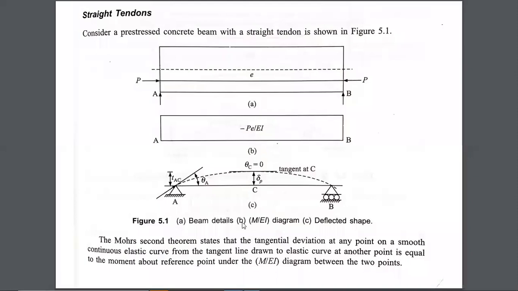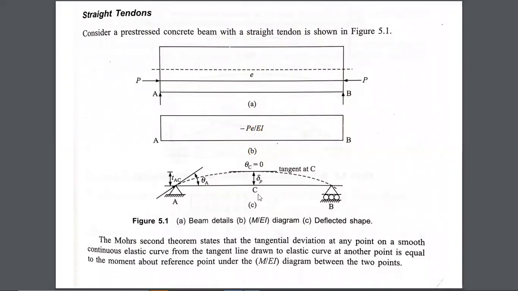You can see the Mohr's second theorem states that the tangential deviation at any point on a smooth continuous elastic curve from the tangent line drawn to the elastic curve at another point is equal to the moment about the reference point under the M divided by EI diagram between the two points. Here we need only the deflection at midpoint. So consider only the left point or right point.